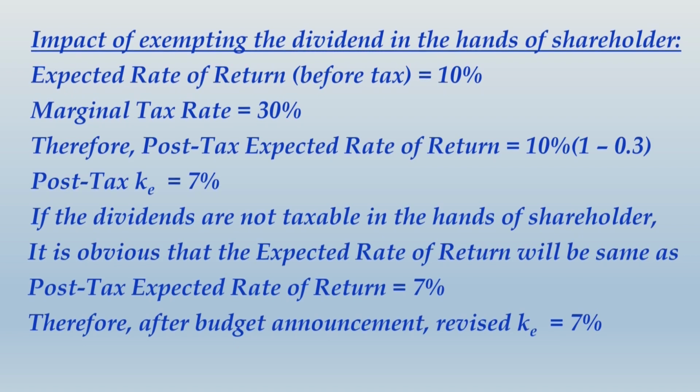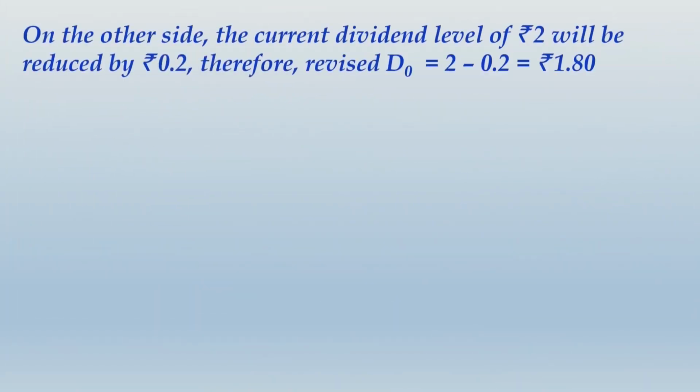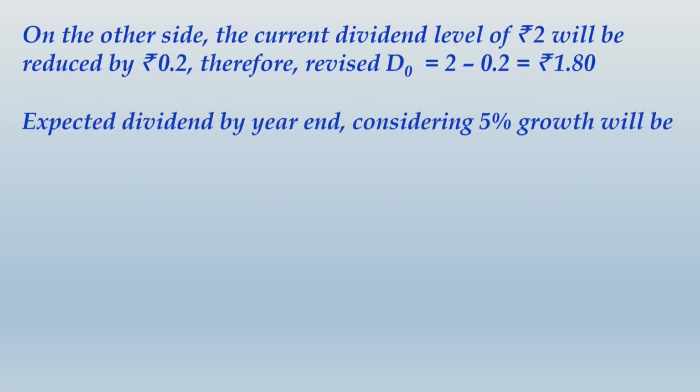Alright friends, you would have finished writing this much. Let us move ahead and write up the second effect of the budget announcement. Out of rupees 2 of the base dividend value, 20 paisa will now be removed by way of dividend distribution tax. That is the amount that the company will pay as dividend tax out of the gross amount of dividend in hand. So the net amount of dividend base now gets reduced to 1.80. So expected dividend by year end after considering the 5% growth rate will be 1.80 plus 5%, that is 1.89. Write up this as well and then we move ahead.